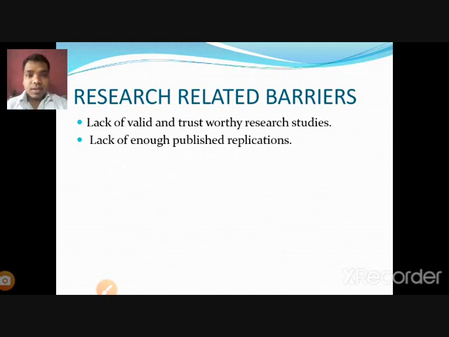First we see research related barriers. Lack of valid trustworthy research studies, lack of enough published replication. That means when we use invalid or untrustworthy research studies, a barrier will occur. Lack of enough published replication: when we use repeated versions of the research, it will create a barrier. So always use a unique and original research study topic for your study purpose.